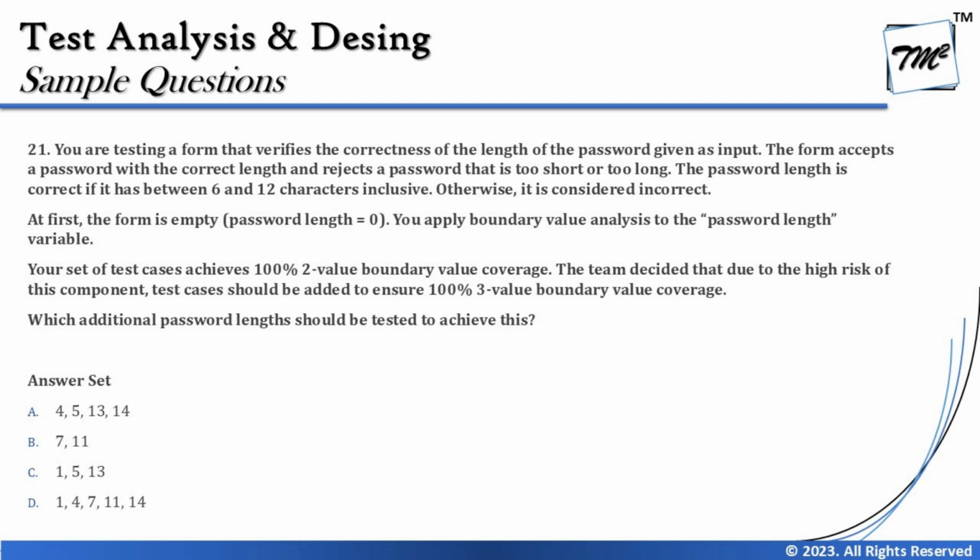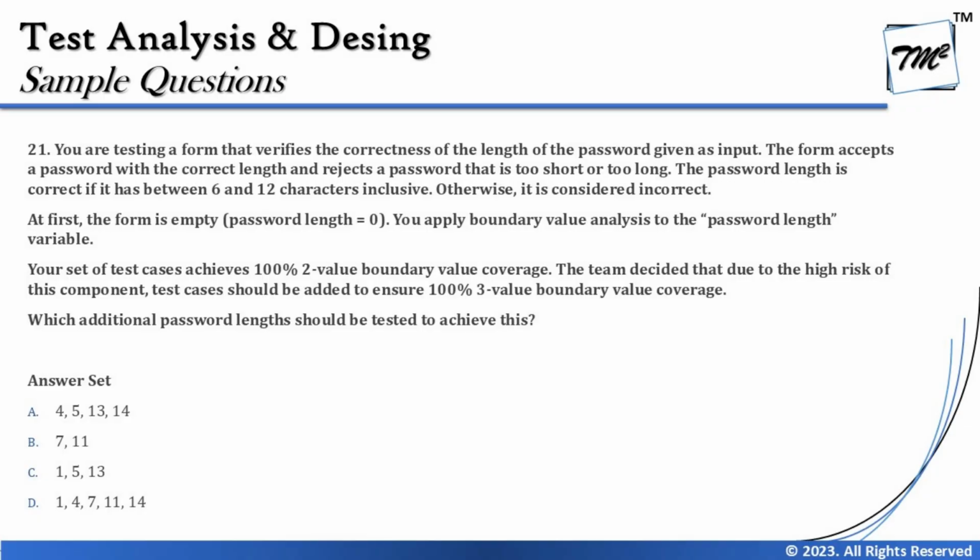They say you apply boundary value analysis to the password length variable. Your set of test cases achieves 100% two-value boundary value coverage. The team decided that due to the high risk of this component, test cases should be added to ensure 100% three-value boundary value coverage. Okay, fine. So you initially applied 2-point analysis and you have tested it, but the team decided that just because of the associated risk, we would like to go with 3-point. So you want to add more test cases.